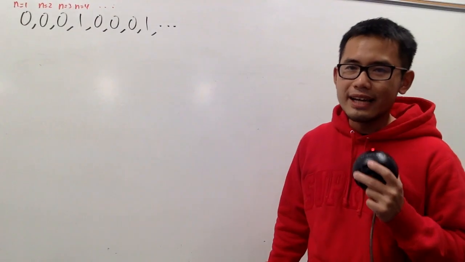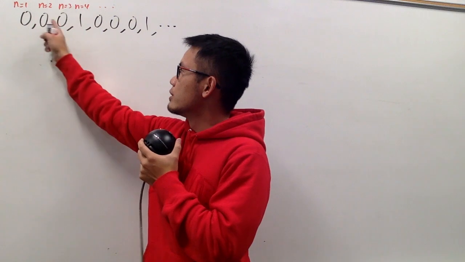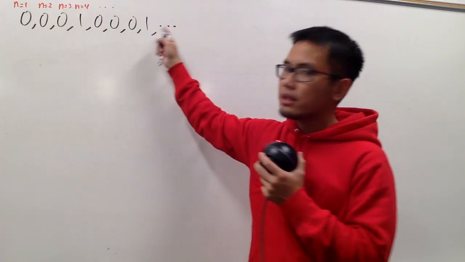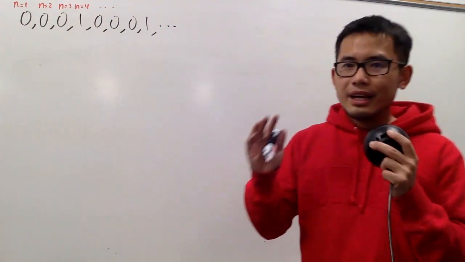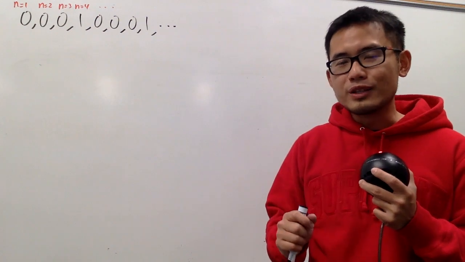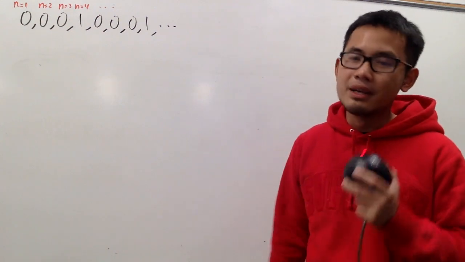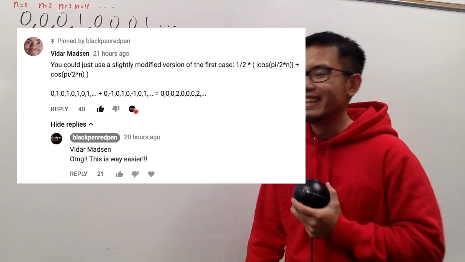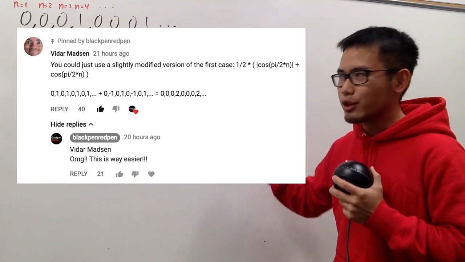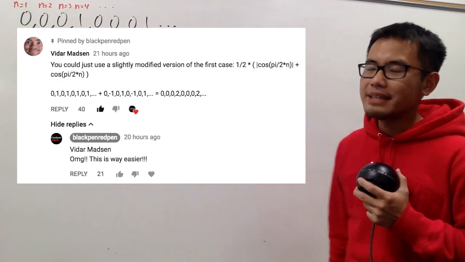Okay, last time I showed you guys how to find a formula for the sequence 0, 0, 0, 1, 0, 0, 0, 1, and so on, right? Unfortunately, my formula was way too complicated, but I'm lucky because I have you guys to back me up. Thanks to my wonderful subscribers. Here is another way to do it, and it's going to be much quicker and much better, alright?